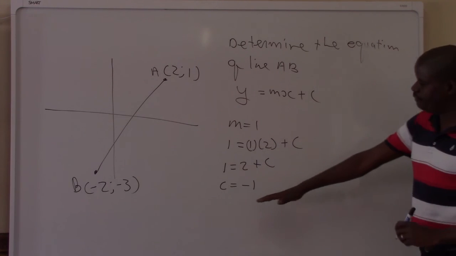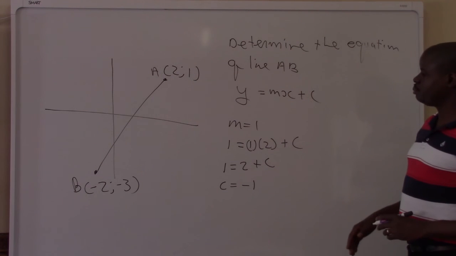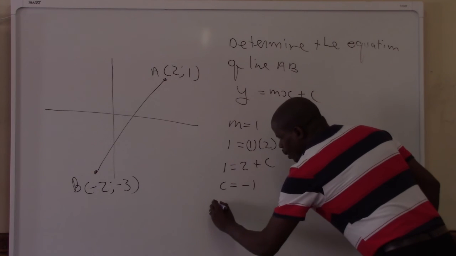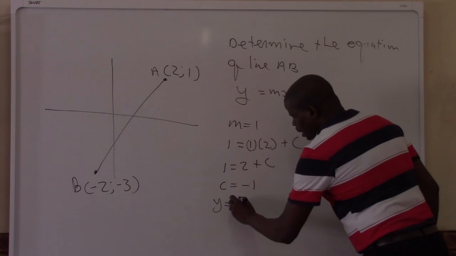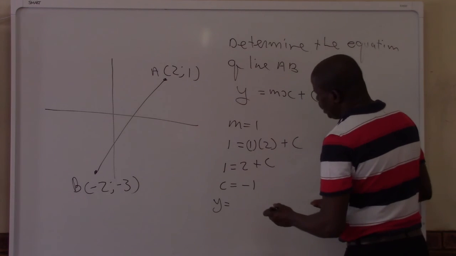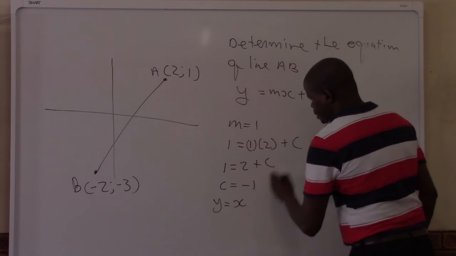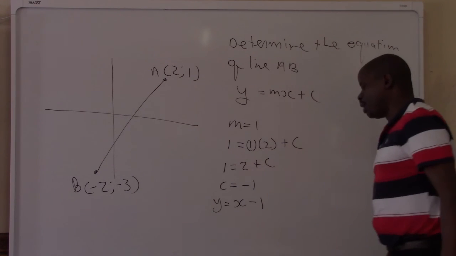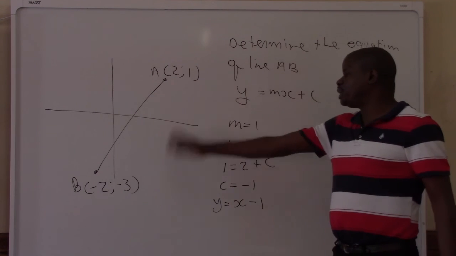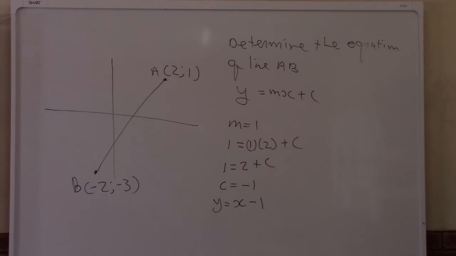But when we have c, we don't just leave it there. We must write it in standard form, whereby the y is not substituted: y equals, and m is that one there. We don't write 1, because 1 times any number is that number. So we'll have x, and then c, which we substitute as negative 1. So y equals x minus 1. That is the equation of that particular line.